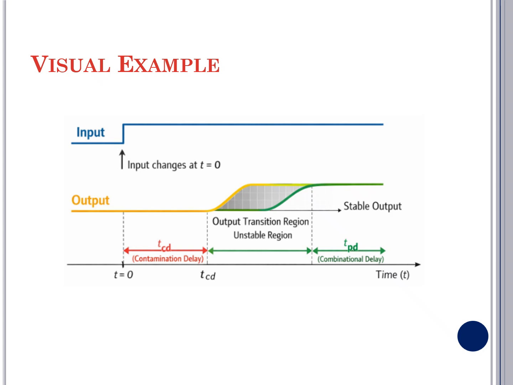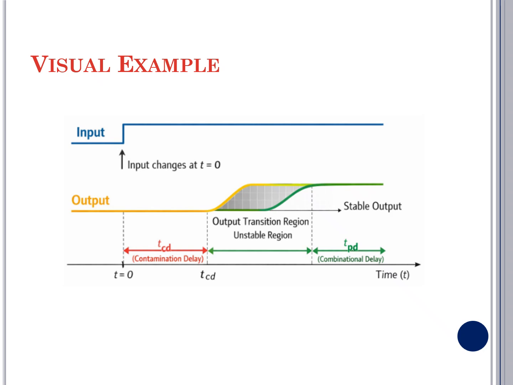Now, observe the output. It does not change immediately. After a small delay, the output begins to change. This time is called contamination delay or TCD. TCD is the time from input change to the start of output change.